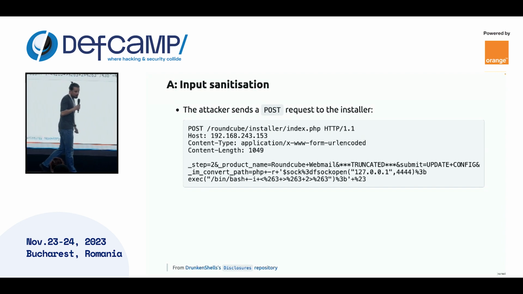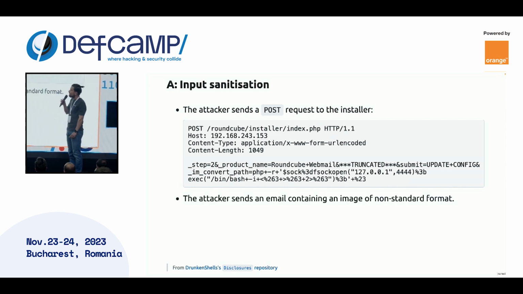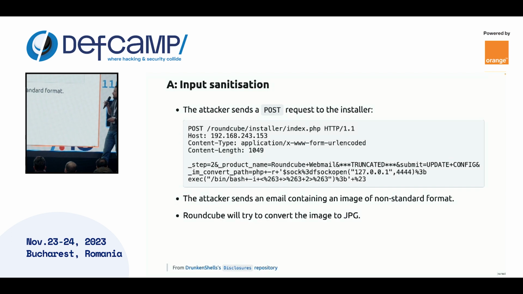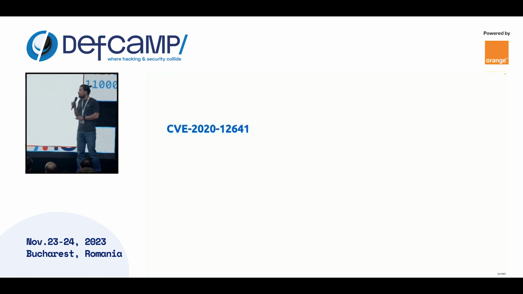The attacker can send a POST request to the installer. The relevant part here is the im_convert_path parameter over there, which contains a PHP reverse shell. After this, the attacker will send an email with a non-standard image. Roundcube will try to convert the image into JPEG, and the command stored in im_convert_path will be executed. So the attacker will have a reverse shell.